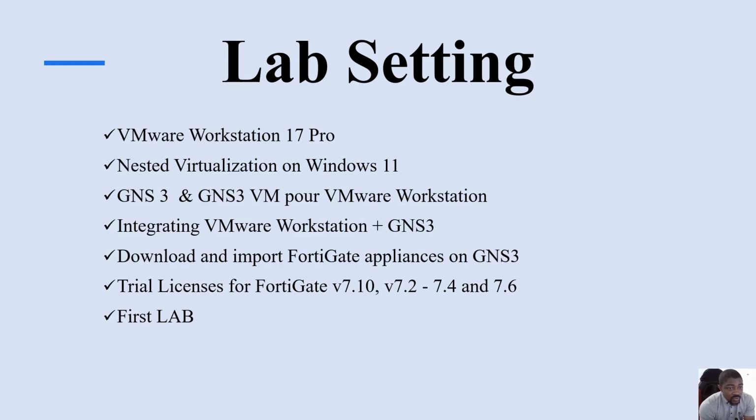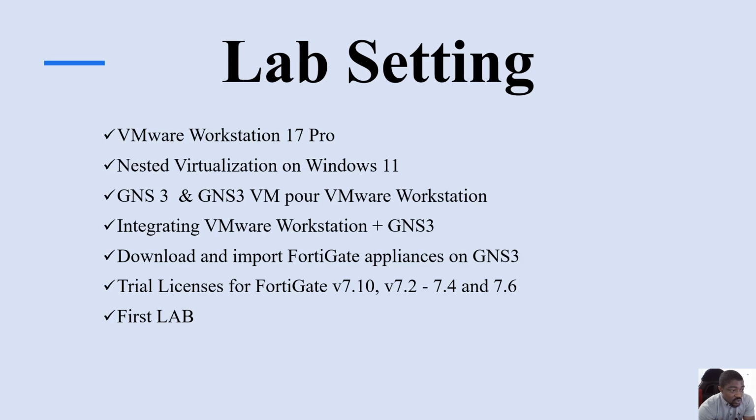So we will explain virtualization and show how to do the step-by-step installation of VMware Workstation 17 Pro and GNS3. Then upload the GNS3 virtual machine on VMware Workstation. We also show how to integrate VMware Workstation in GNS3. We'll also show how to download and import FortiGate appliances on GNS3. So we see how to go on the Fortinet website and download the appliances that are available. Then we'll see how to import them on GNS3.